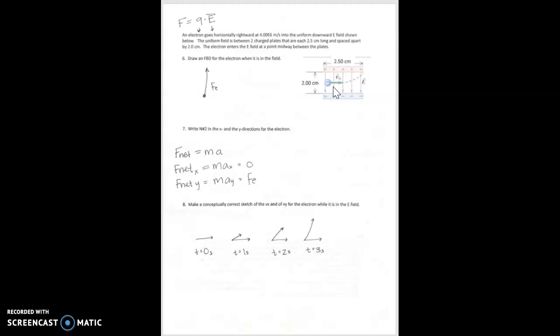And then for Newton's second law, the net force is equal to mass times acceleration. And here, the net force is really just going to be the electric force on the electron, because as you can see from the FBD, that's all we've got going. So F net in the x direction, since there is no acceleration in the x direction, is 0. So it's all going to be the y values of the acceleration, which is Fe.